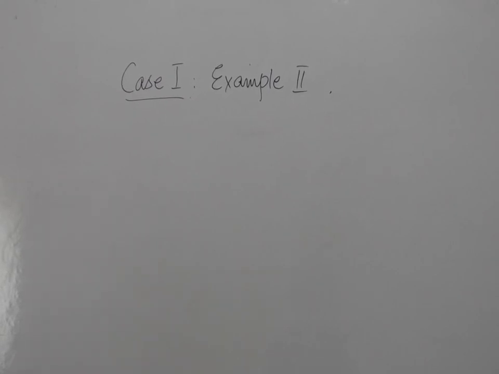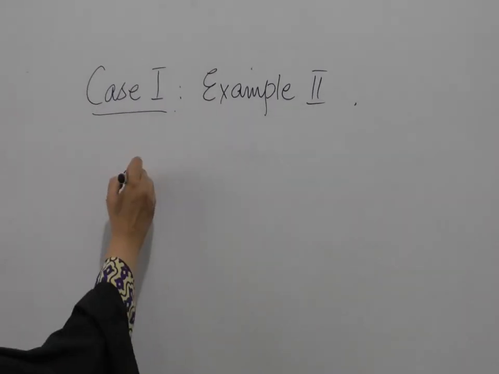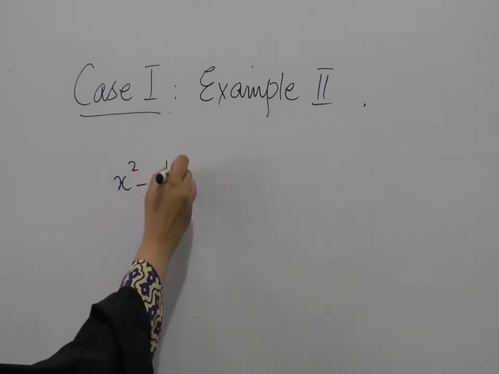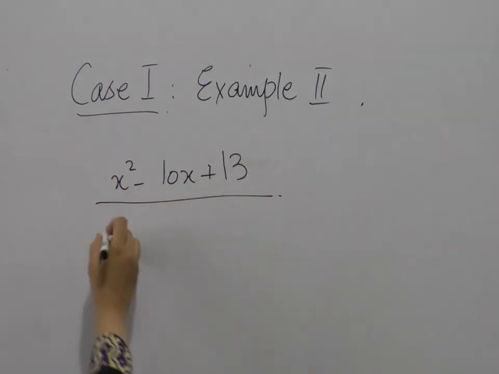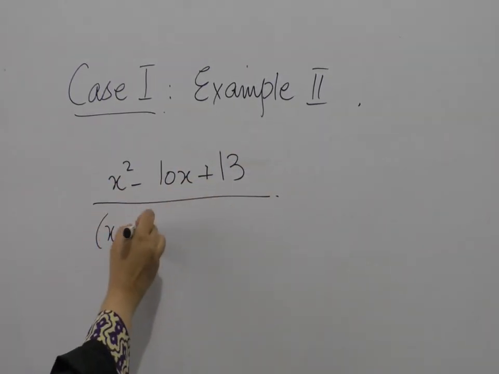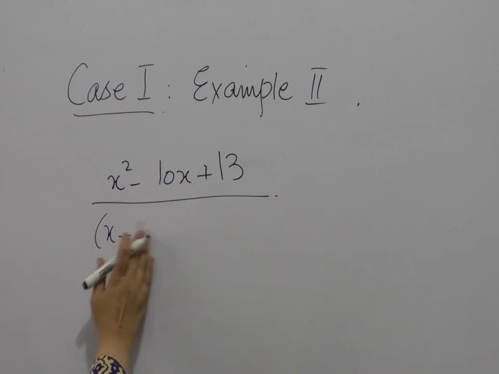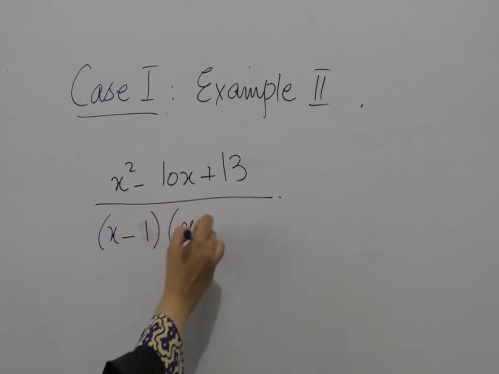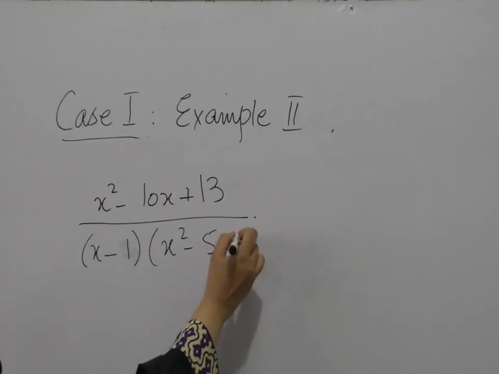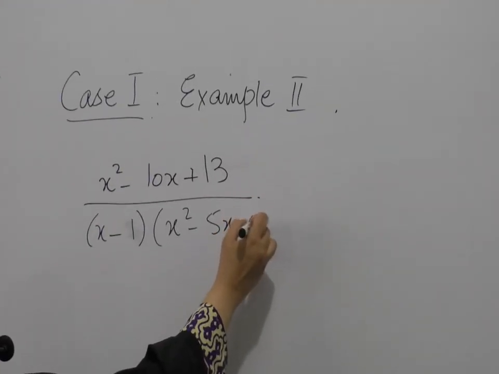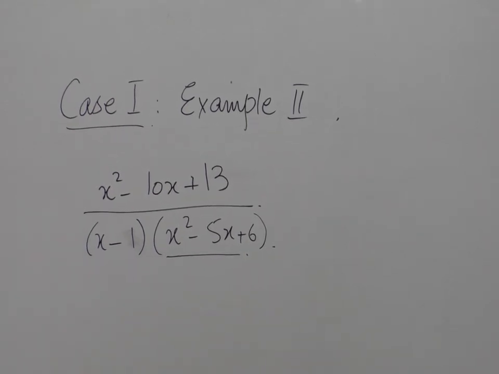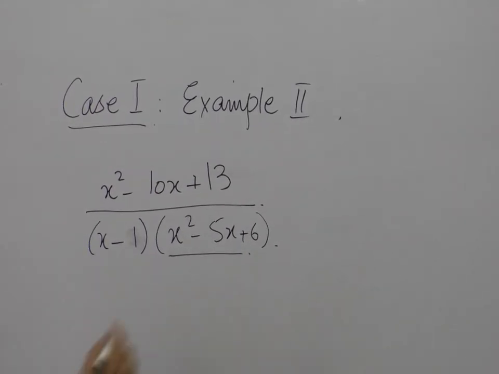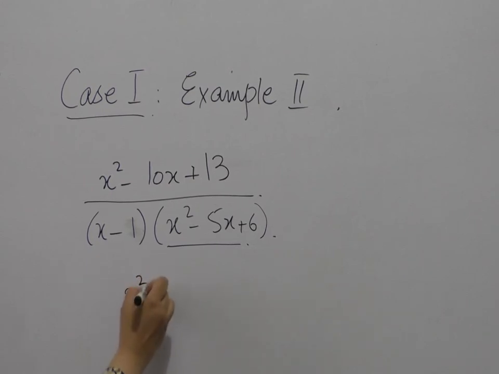Now students, there is another example. In this example, our denominator is not already divided into the required factors. The second factor is not in linear form. So first of all, we will find the linear factors for this pair.